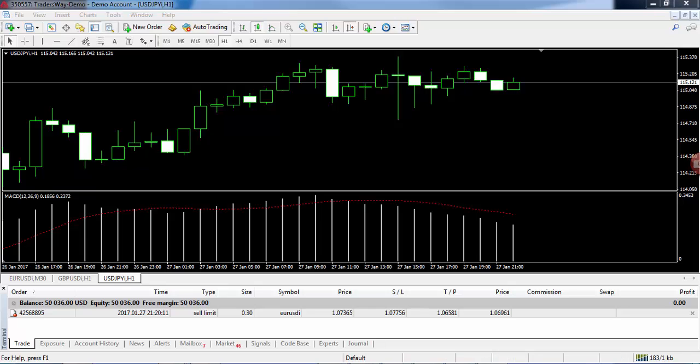So where would you actually see an indecision candle on this chart? Okay, we're seeing an indecision candle here. We're seeing an indecision candle here. And we're seeing an indecision candle here. So once we see these candles, basically we're saying, okay, neither the bears nor the bulls have taken control of the market, so I'm standing aside.